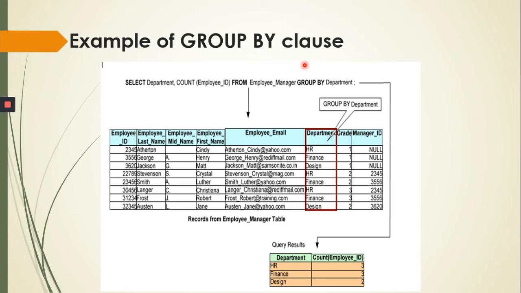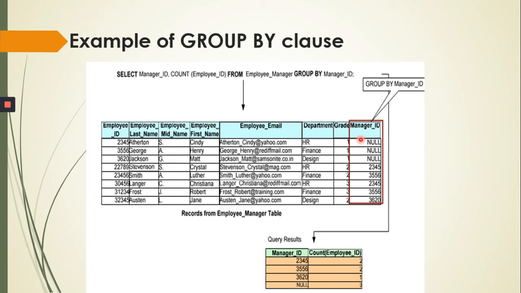Now for the same example we are using group by on manager ID. Select manager ID, count employee ID from which table? Employee manager, group by manager ID. So we are using group by on manager ID. Here we have a null, and here we have 2, 3, 4, 5.